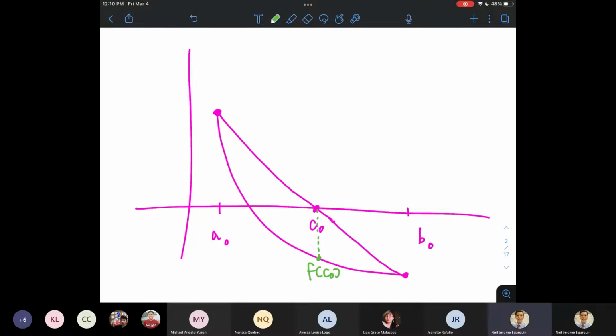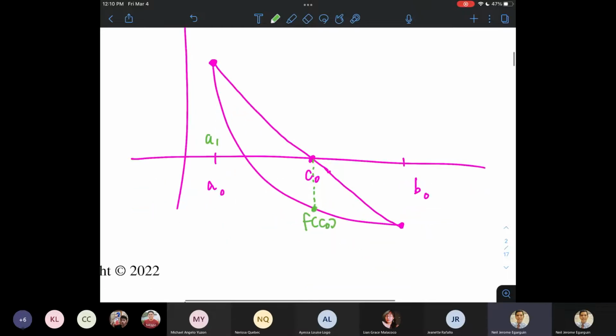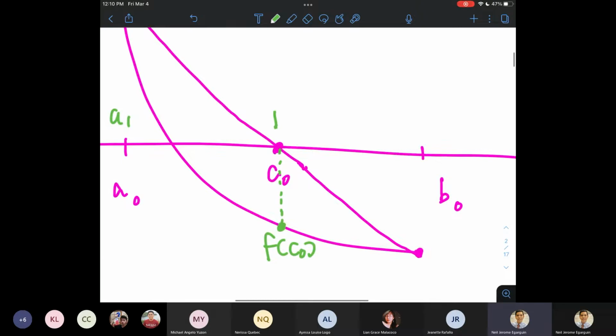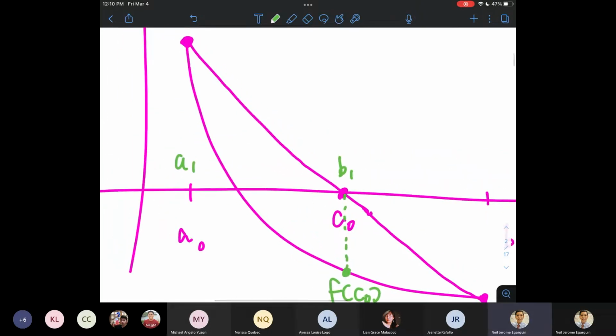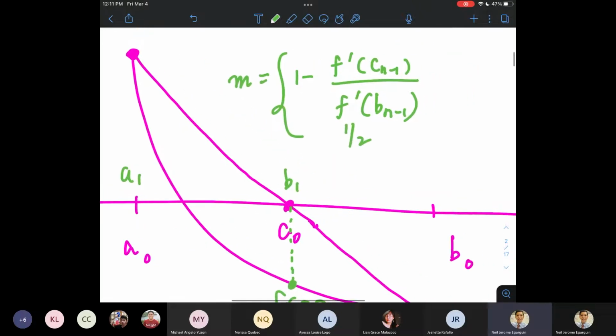Dahil negative si f of c_0, ang gagawin natin, si a_1 ay magiging si a_0 pa rin. So ang na-retain ay si a_1. Tapos, ito na yung magiging b_1 natin. Okay. Tapos, dun sa susunod na iteration, dahil modified na yung regular falsi method, instead of joining the line starting from this point, papunta sa point na to, sa Anderson-Bjork, kukomputin nyo yung 1 minus f(c_{n-1}) over f(b_{n-1}), yung hindi na-retain. Kung ito ay positive, ito yung value ni m. Kung ito ay negative, 1/2 yung multiplier. Alright? So, m equals this, 1/2 if this is negative.